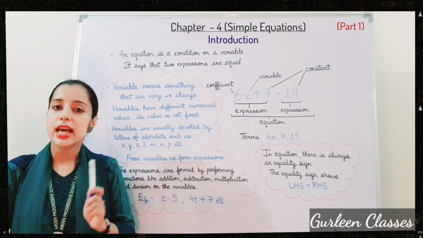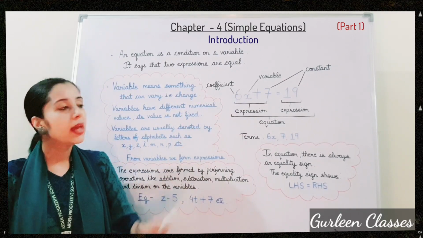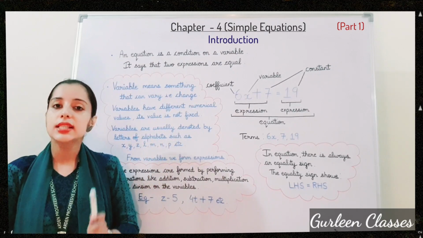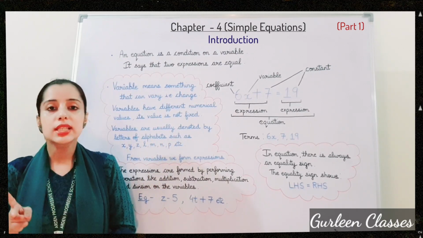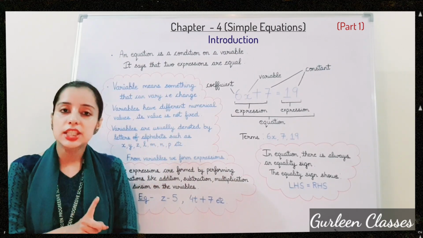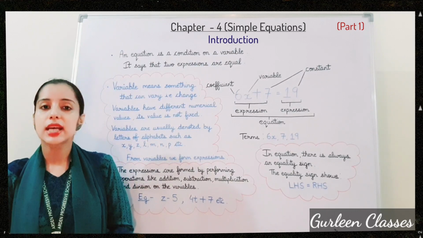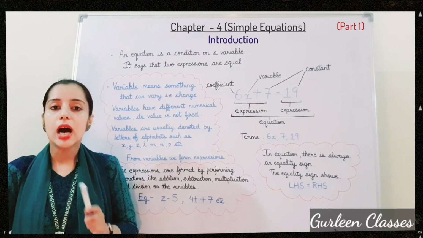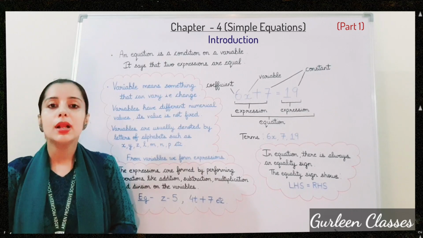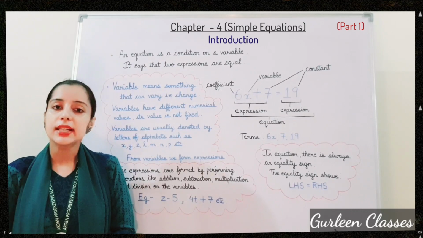6x plus 7 is LHS, that is left hand side. 19 is RHS, that is right hand side. Both the sides should be equal. LHS is equal to RHS, that is an equation. So now what is a variable? Variable means something that can vary, that is change.